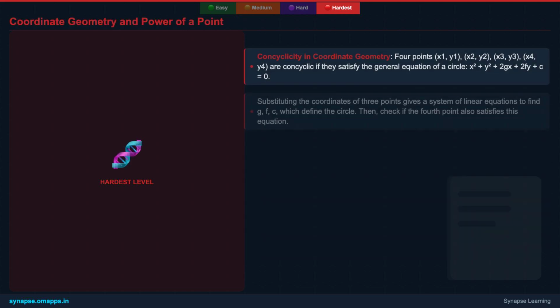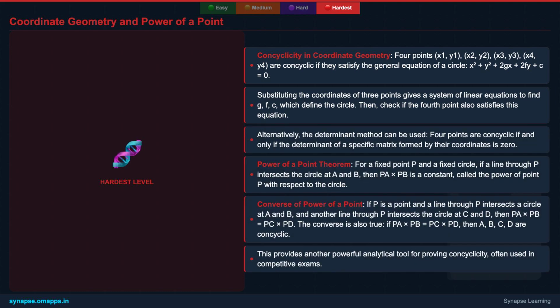Let's consider this concept from a more analytical perspective, touching upon coordinate geometry and a powerful theorem called power of a point. In coordinate geometry, 4 points are concyclic if their coordinates satisfy the general equation of a circle. This involves solving a system of equations or using a determinant condition, providing an algebraic way to verify concyclicity.